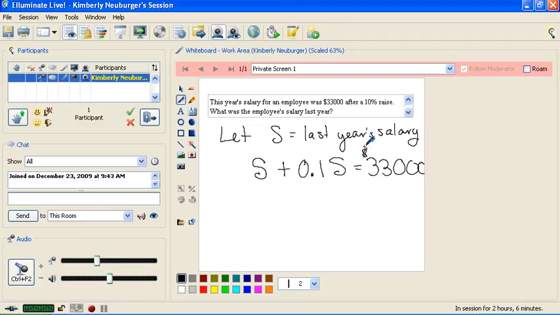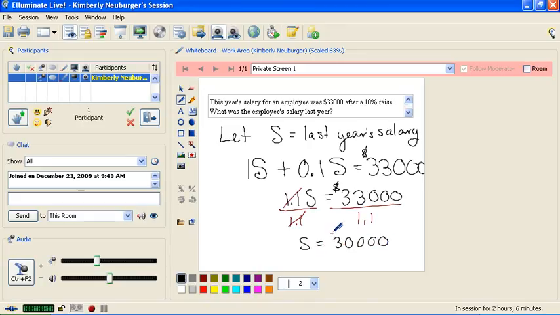So if we solve this, we'll know what last year's salary should have been to figure out if they calculated the new salary correctly. So remember, this S here has an invisible 1 here. So if you add 1 and 1/10, you get 1 and 1/10, or 1.1. S equals 33,000. Now just divide both sides by 1.1. And you would find out that last year's salary should have been $30,000. If it wasn't, then you know that your new salary was calculated incorrectly.